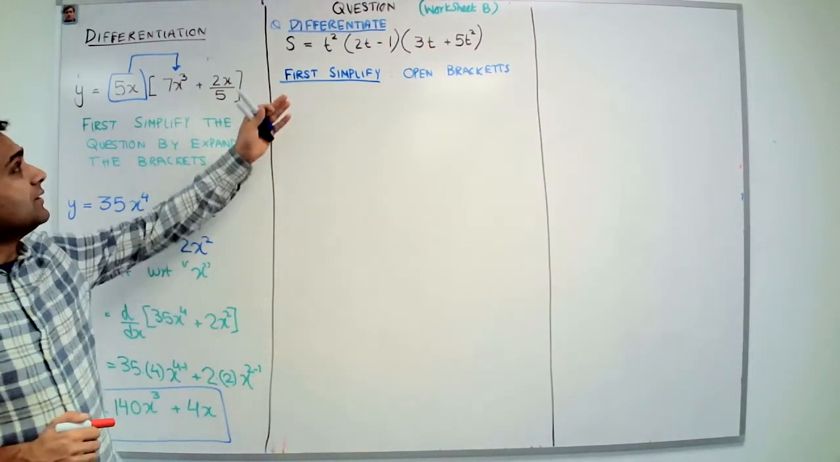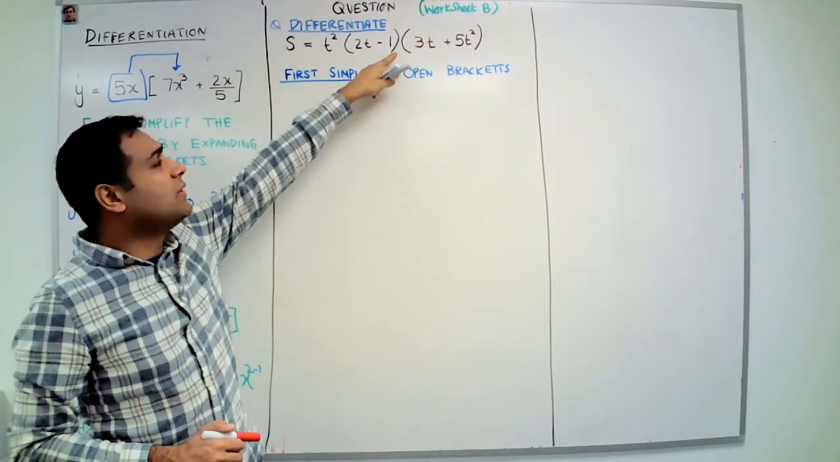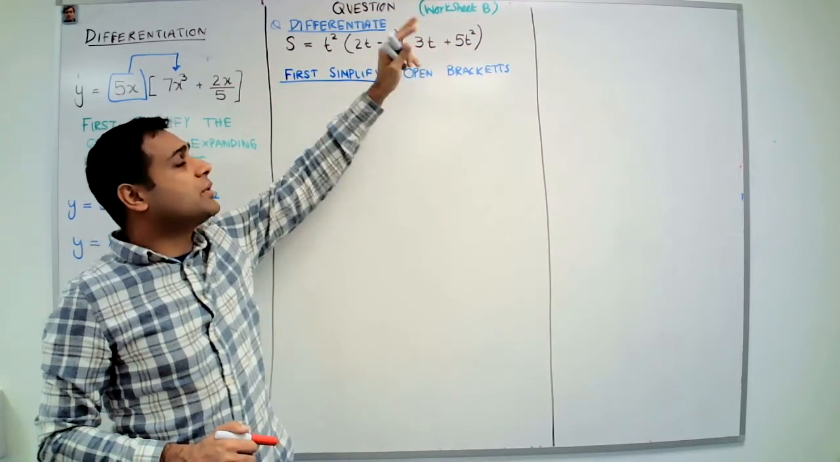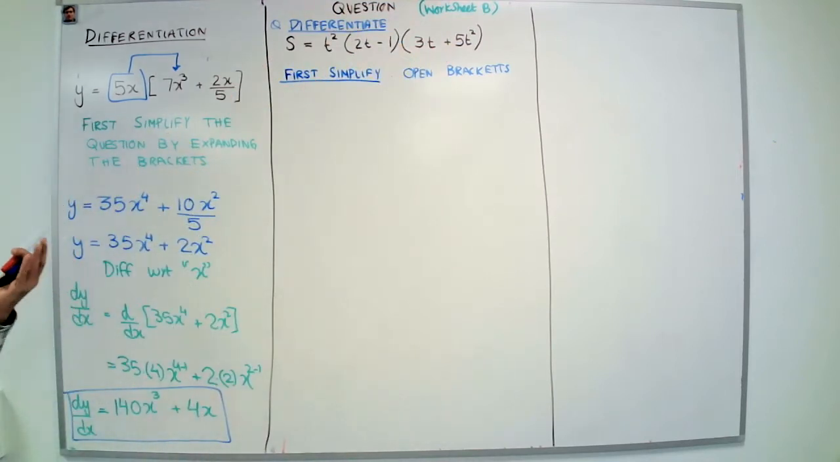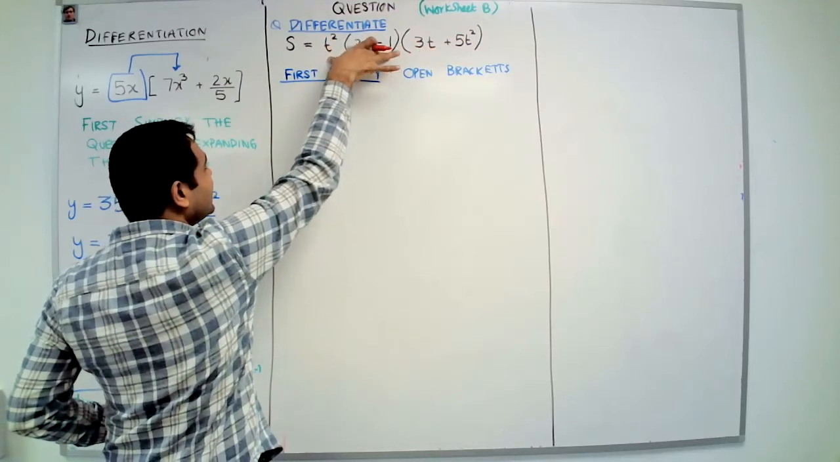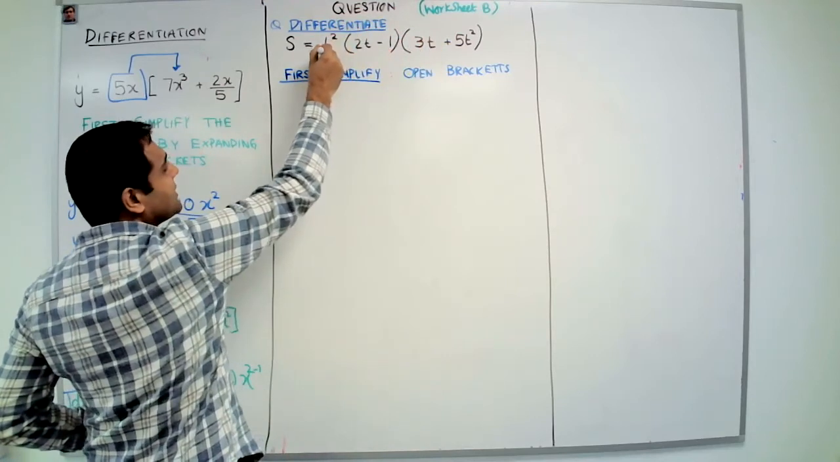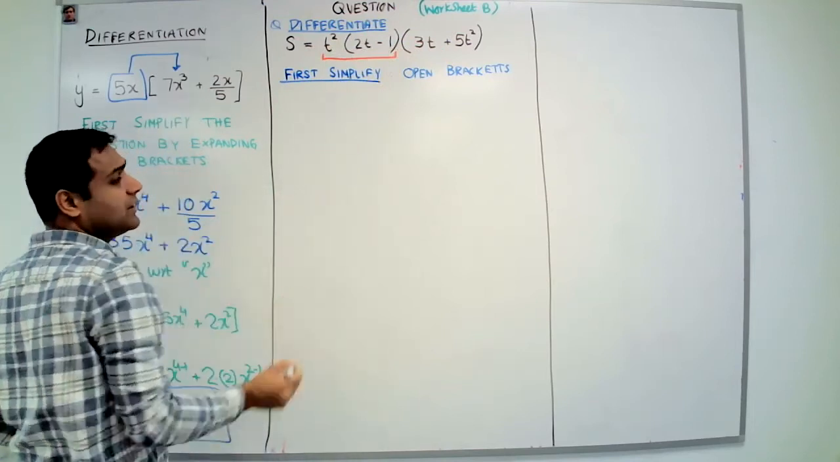Now, if we got a question to differentiate s equals t squared, bracket 2t minus 1, bracket 3t plus 5t squared. This is s and this is t, so obviously I will differentiate with respect to t. But I cannot differentiate straight away. I need to open the bracket. It does not matter how you open the bracket. You can multiply these two first and then the other, or any other order. I just go with multiplying these two first.